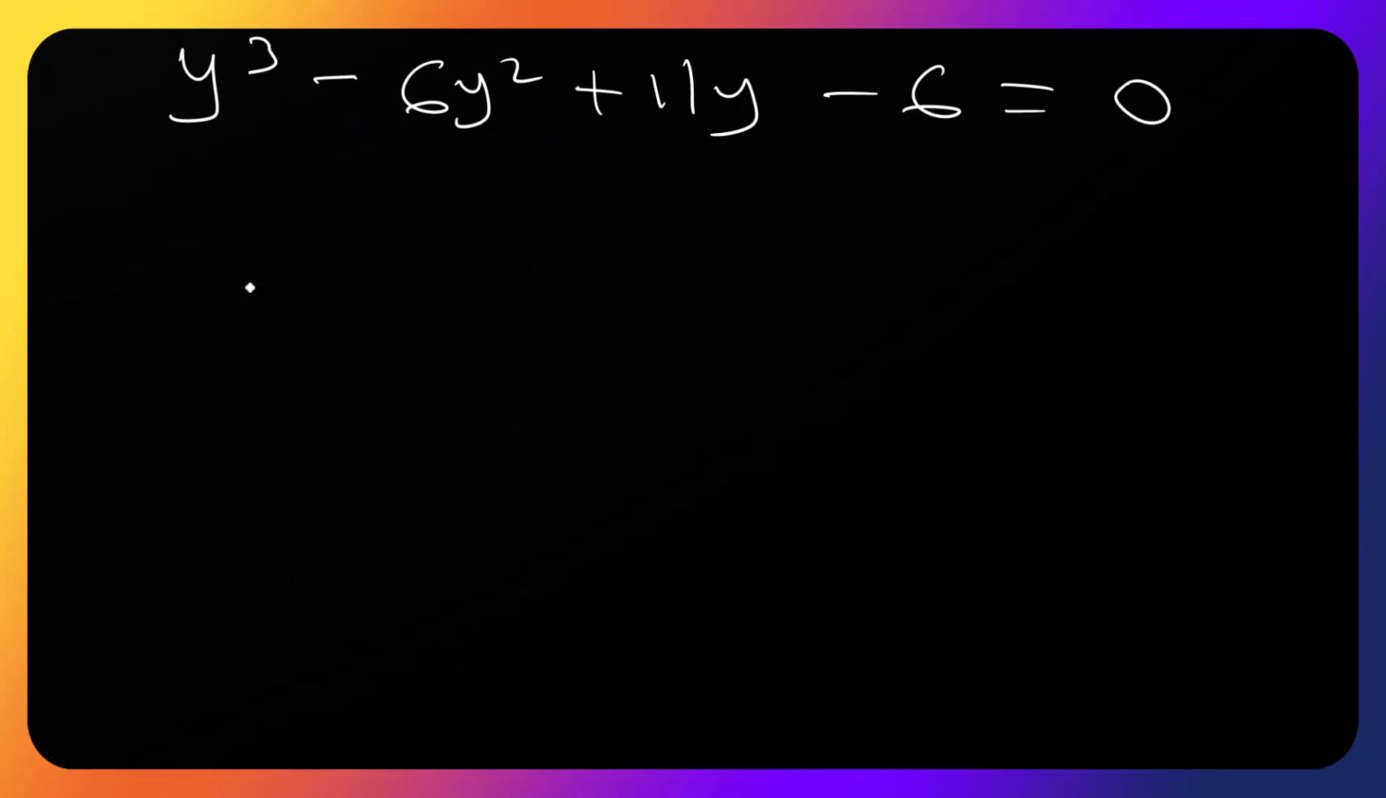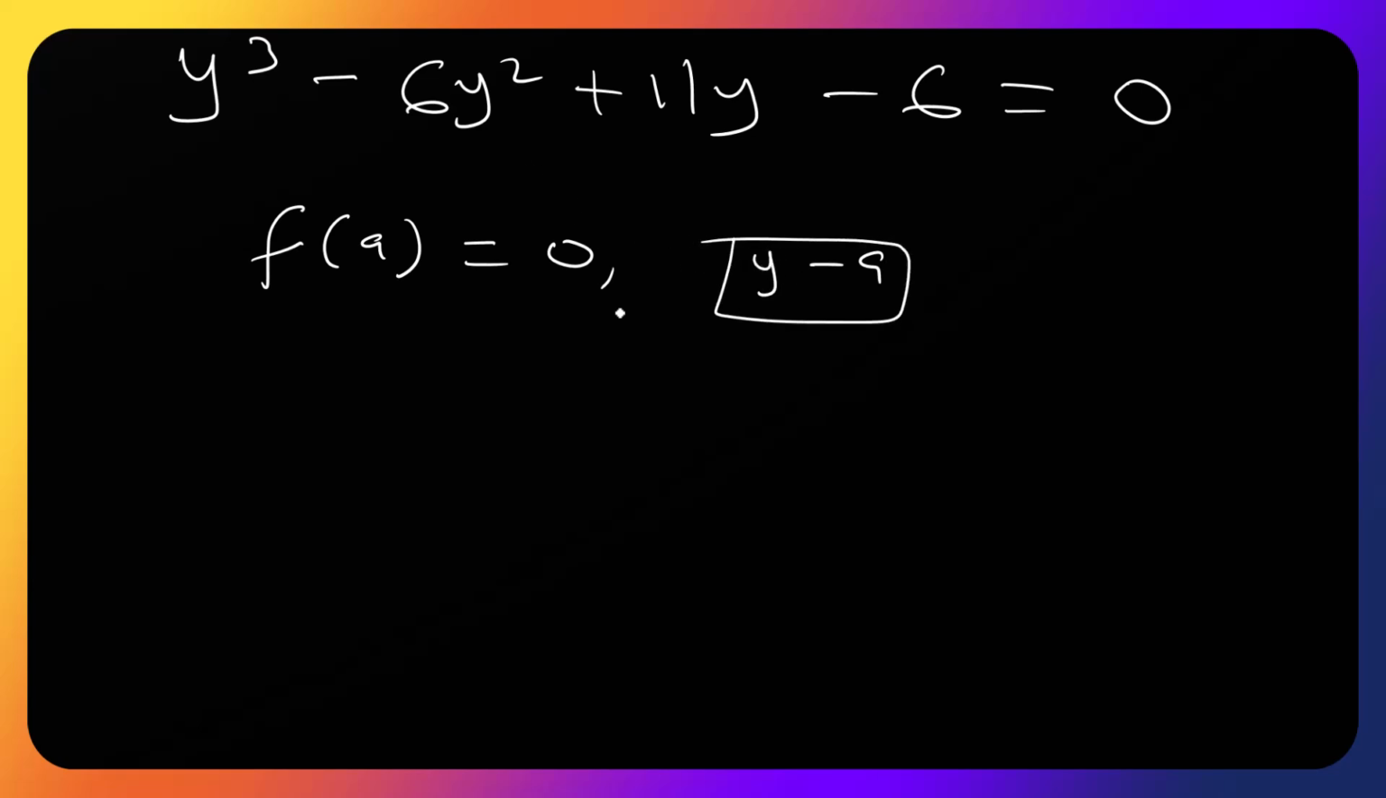Now let's use the factor theorem approach. Okay, so let's look for the first factor here. By inspection, understand that if f of a equals 0, it means y minus a is a factor of this. Okay, so let's do the trial and error. What will make this side go to 0? Okay, so let's plug in 2 and see.